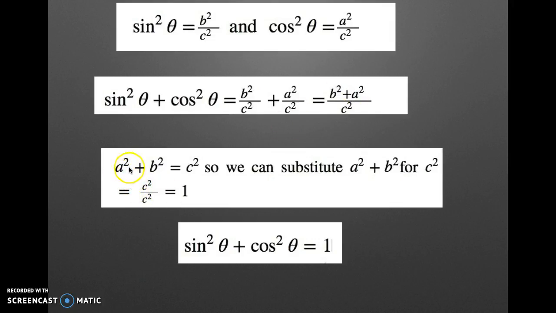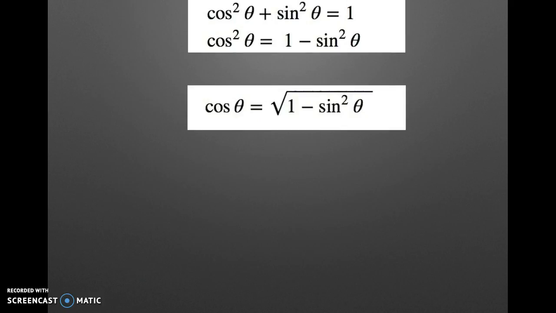Using the Pythagorean theorem, A squared plus B squared equals C squared. So we can substitute A squared plus B squared for C squared in this equation. So this equals C squared over C squared, which equals 1. So sine of theta squared plus cosine of theta squared equals 1. Now, this is a useful form of the Pythagorean theorem, the Pythagorean identity.